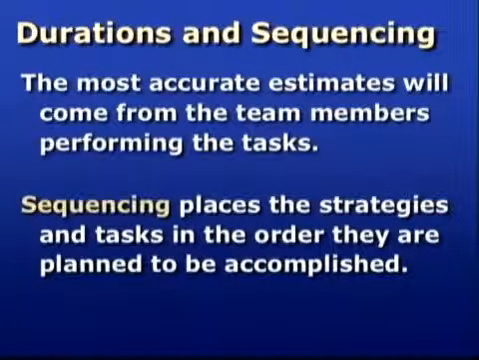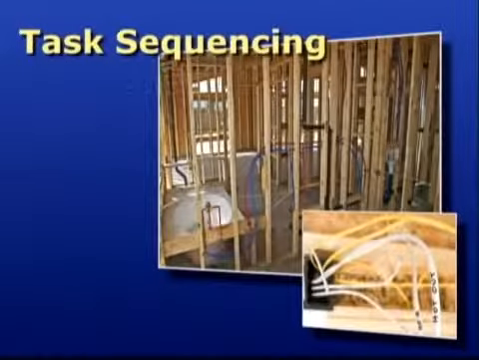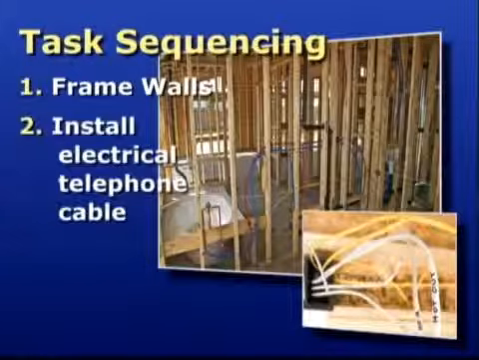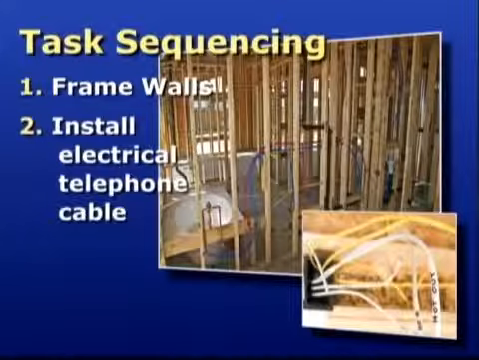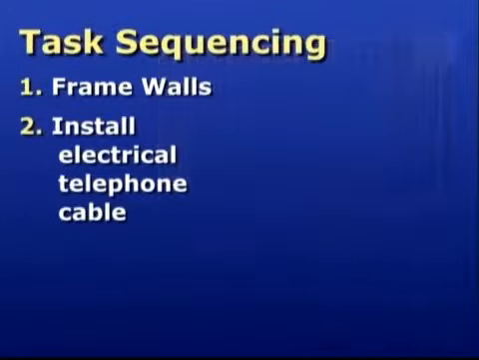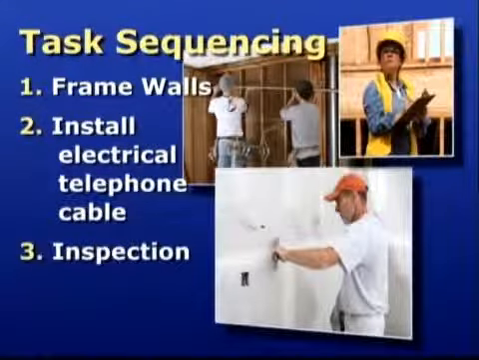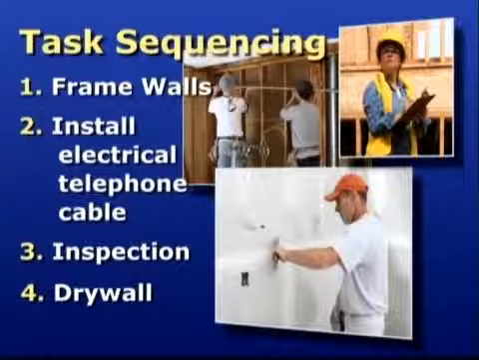Sequencing then puts the strategies and tasks in the order they're planned to be done. The more tasks that can be done simultaneously, the faster the project will be completed. An example of the importance of identifying sequencing can be seen in our kitchen remodeling project. Once the walls are framed, the electrical, telephone, and cable installers can all work simultaneously pulling cable through the walls. But installing the drywall can't begin until all the wiring is complete and the building inspector has signed the permit.